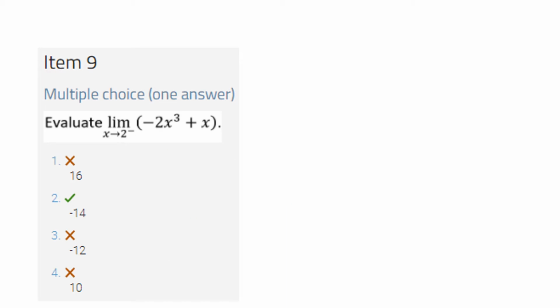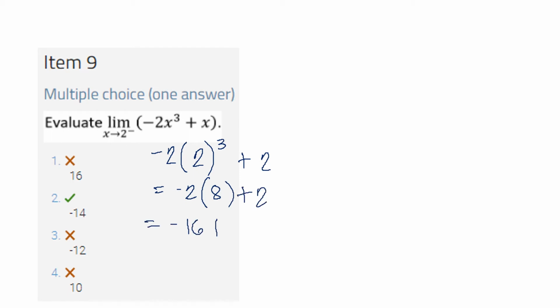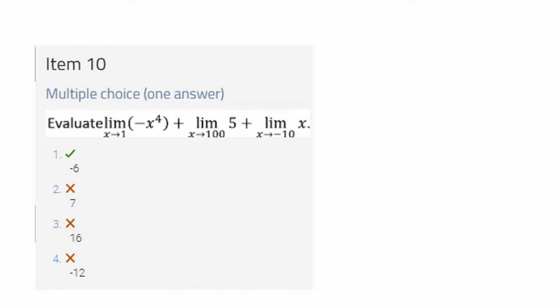On number 9, limit from the left. Remember that the given function is a polynomial function. So even if you say left or right of any number, it is the same when you do direct substitution. Take note of that. So when we have -2 times the cube of 2 plus 2, that will give us -2 times the cube of 2, which is 8, plus 2, so -16 plus 2 is -14.